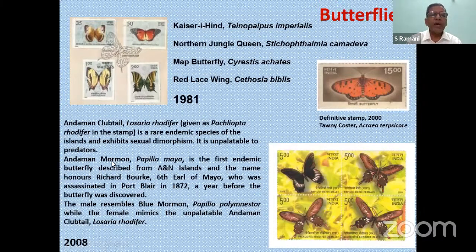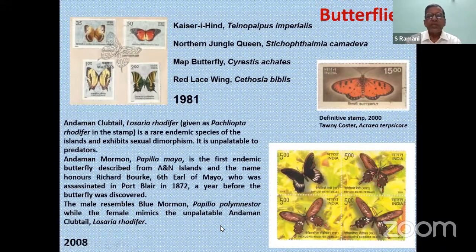And also the Andaman Mormon, Papilio mayo, which is the first endemic butterfly described from the Andaman and Nicobar Islands. The name was given in honor of Richard Bourke, the sixth Earl of Mayo, who was assassinated in Port Blair in 1872, a year before the butterfly was actually discovered. Here the male resembles the blue Mormon, and the female mimics the unpalatable Andaman clubtail. You can see here it mimics the Andaman clubtail.